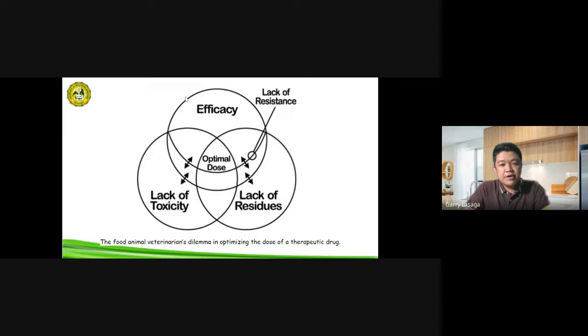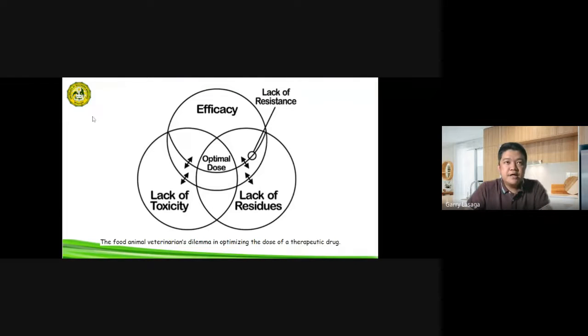So in the study of pharmacokinetics, we have different factors that we have to consider. So of course, in choosing the right drug that we are going to use, we must consider the efficacy of that particular drug, whether that particular drug is effective for a particular condition. Another parameter that we are going to consider is the lack of toxicity or the lack of adverse effect.